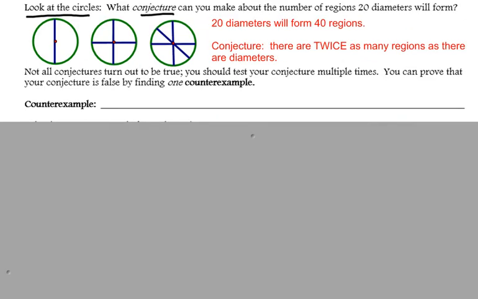Not all of your conjectures are going to turn out to be true. You should test your conjecture multiple times. You can prove that your conjecture is false by finding one counterexample. And all a counterexample does is prove that your conjecture is false.